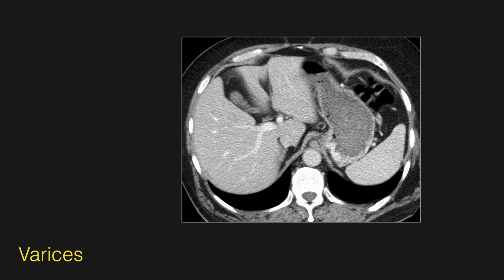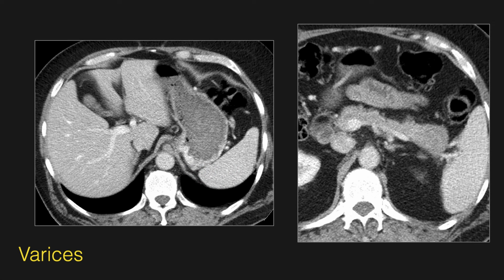We'll scroll down a bit in that second example to look for the cause. Here we find a pancreas tail adenocarcinoma, which is occluding the splenic vein. This results in venous collateralization through the short gastric veins and into the stomach.